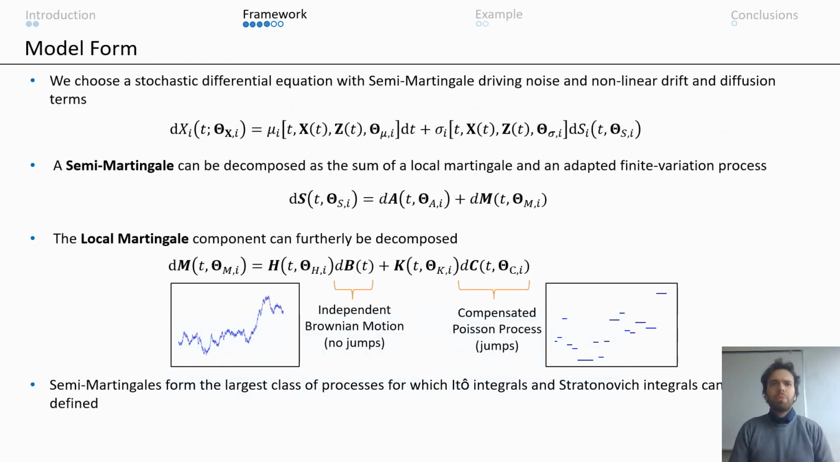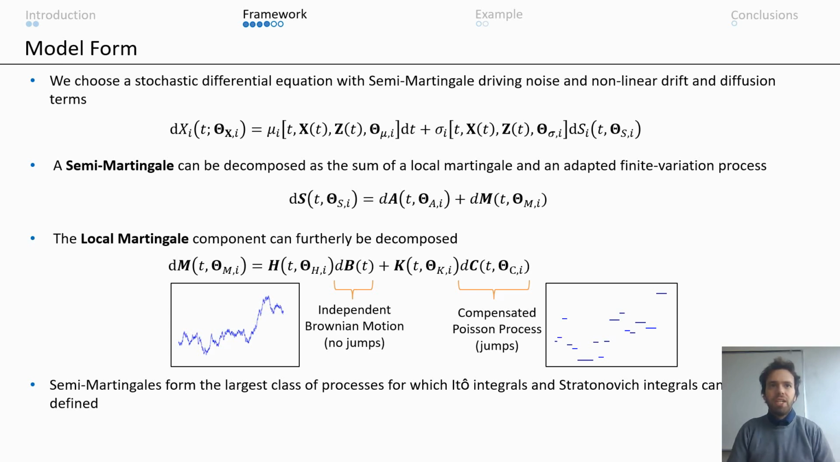However, deterioration processes can be complicated. In particular, we can usually have jumps in the process due to shock occurrences. For example, the occurrence of an earthquake might cause a sudden deterioration of the state of the system. To accommodate as many behaviors as possible, we chose differential equations with a semi-martingale driving noise and nonlinear drift and diffusion terms.